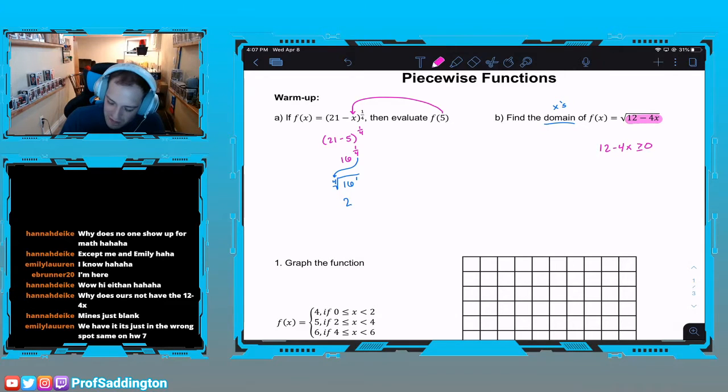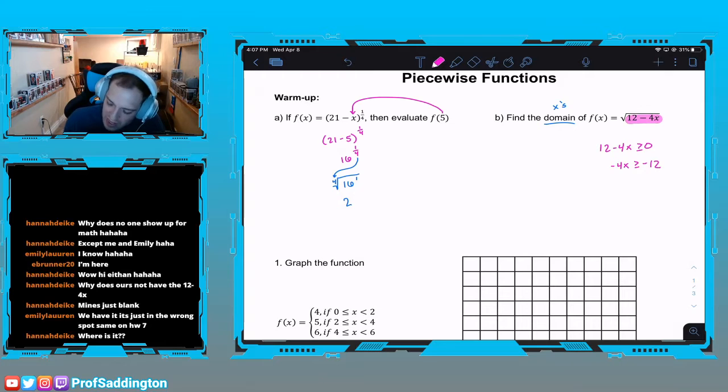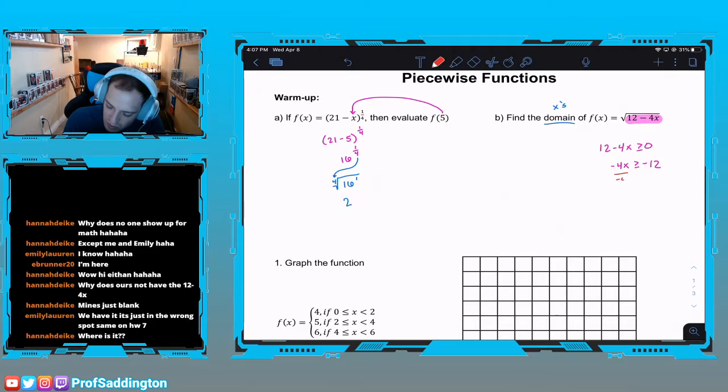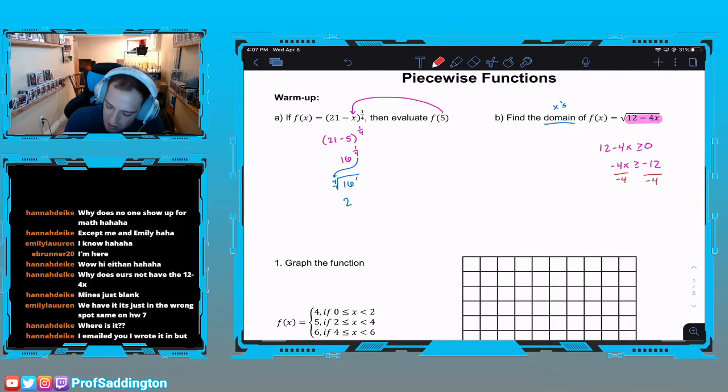Anyways, if I finish solving this, I'm going to have negative 4x is greater than or equal to negative 12. Yeah, it's really weird that it did that. That's bothering me. And now to get x all by itself, I just have to divide both sides by negative 4. So the 4's will cancel out. I'm going to have x, and I'm going to have a positive 3. We just have to remember that anytime we divide by a negative, the symbol gets flipped around. So it becomes less than or equal to.